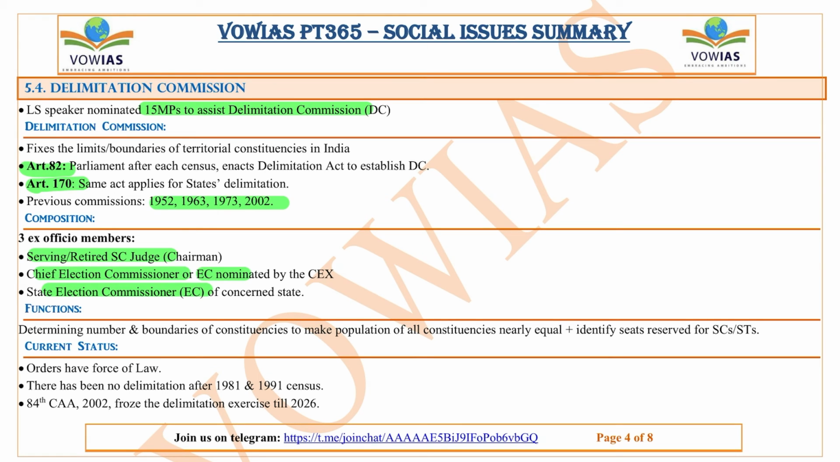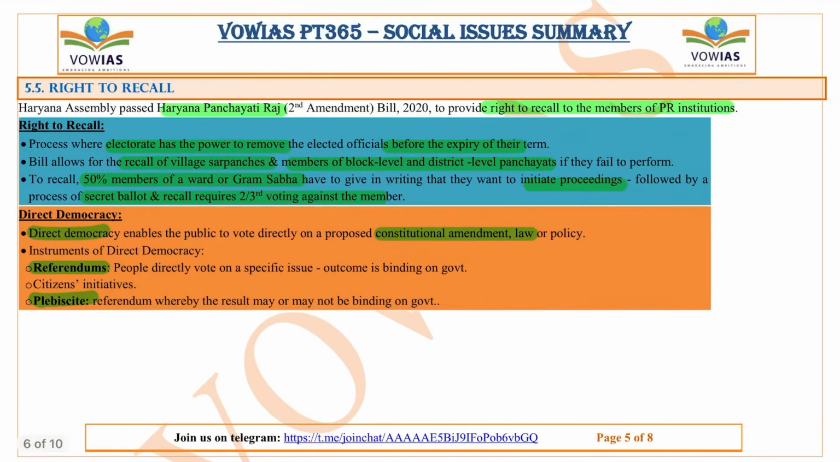Because frequent changing of constituencies is also not good for democratic stability. Okay, so these are the important things. So next, if you see the right to recall, so recently the Haryana Assembly passed Haryana Panchayati Raj Second Amendment Bill of 2020 to provide right to recall to the members of the Panchayati Raj institutions.